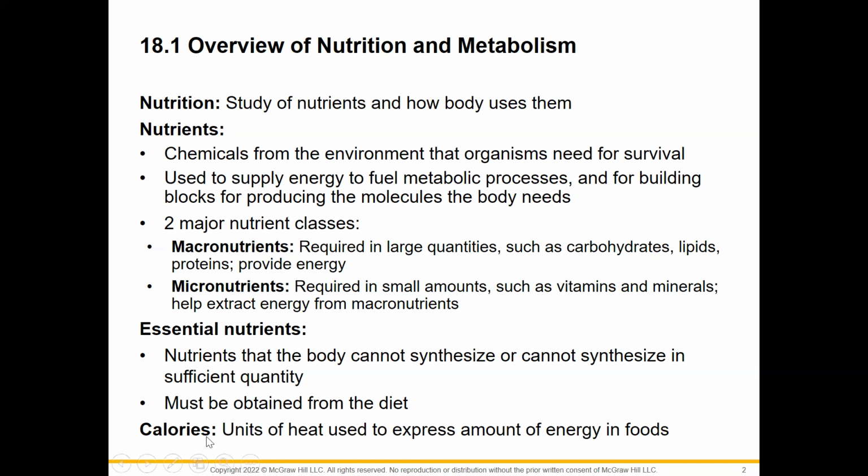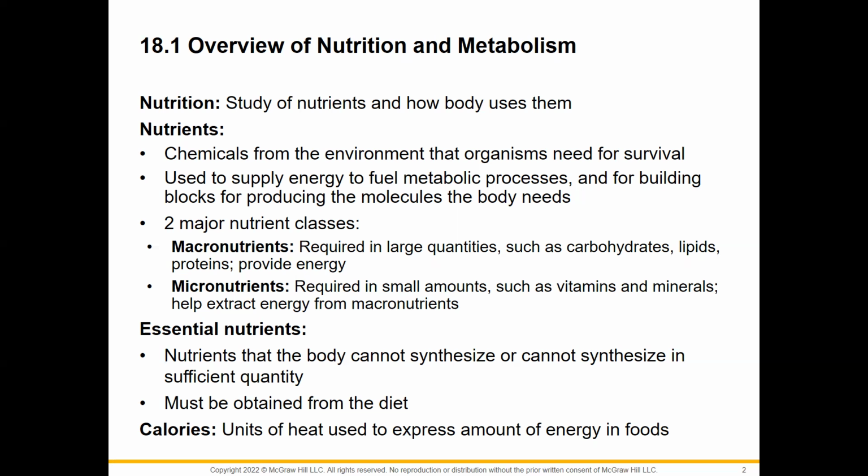Now, we all hear about calories, and we know that food gives us calories, and calories are what we need for energy. But why? A calorie is actually a unit of measurement, and what they're measuring is heat. That heat is released during energy production or potential energy production.